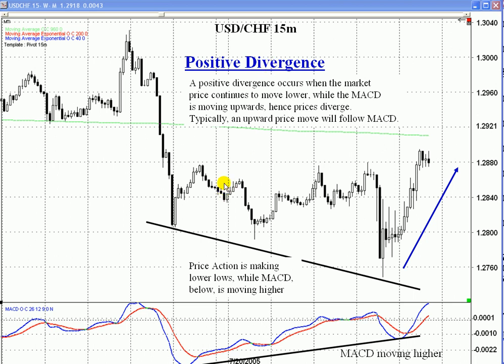Here is a positive divergence as noted on a 15-minute chart. So we're looking at different time frames for a reason. We see an intraday down price move, and you see here how we have a date change. Price consolidates into the following day.